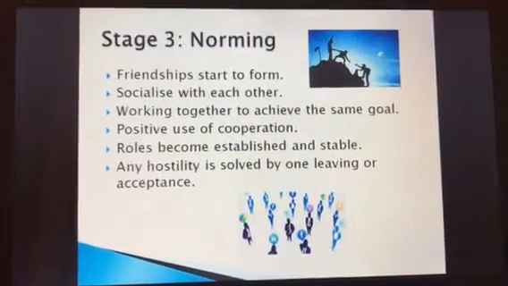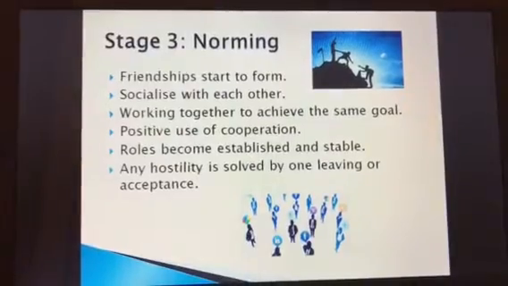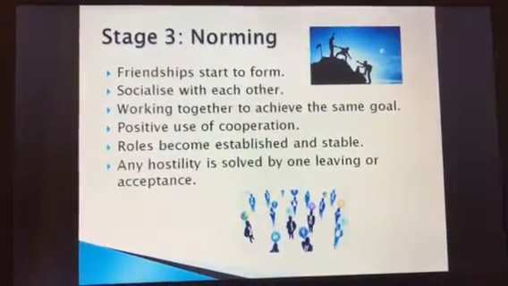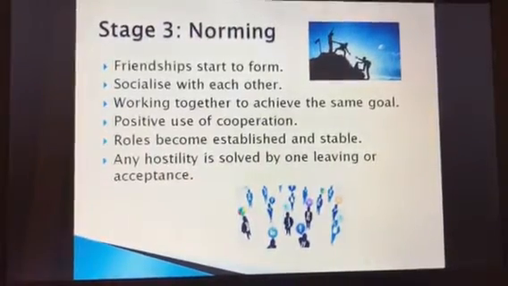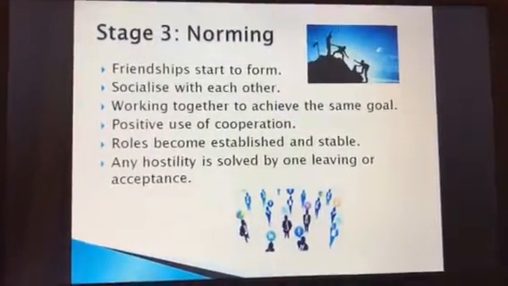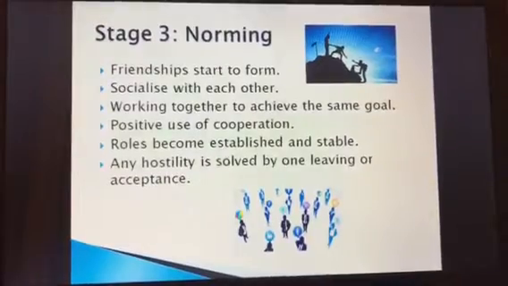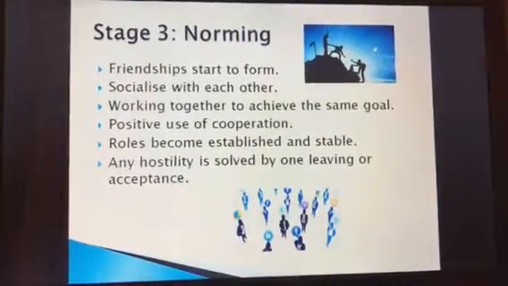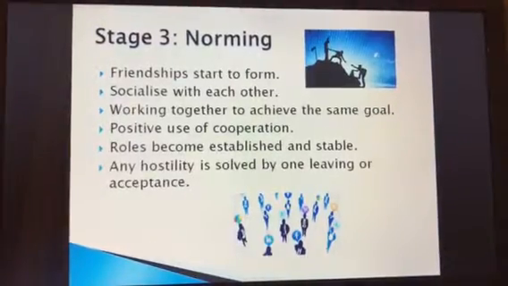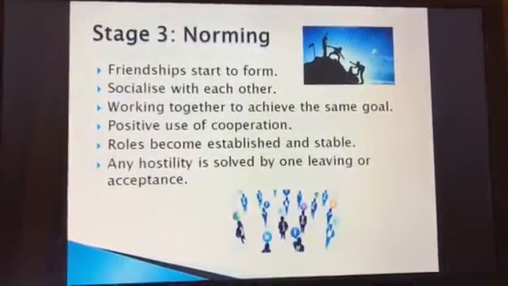Both task and social cohesion can arise at this stage as well. As a result of working together positively, the team start to achieve goals which they have set as a team. If there is any hostility at this point of the group development, it is instantly removed, either by solving the problem or the member who caused the problem leaves.